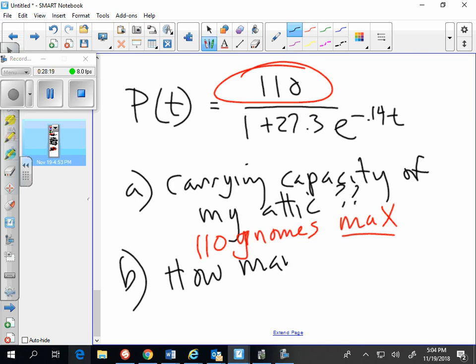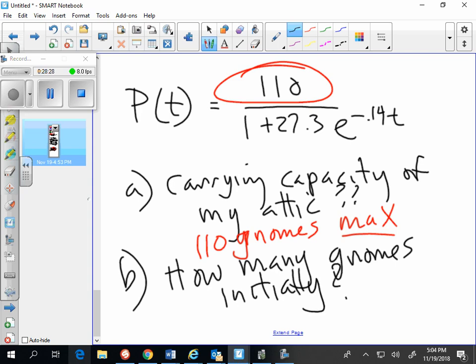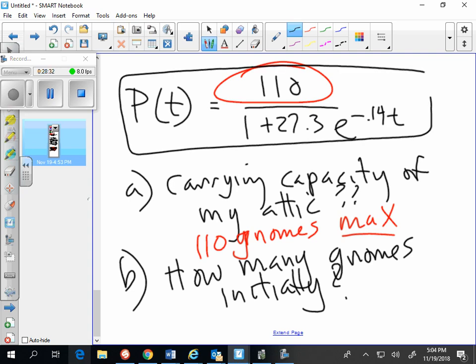Okay, next question. How many gnomes were there initially? Okay, here's our gnome population model. Use our gnome population model to find out the initial number of gnomes to 3 decimal places.